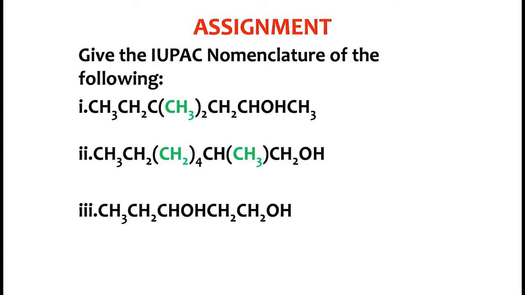That's the first assignment. Number 2 says CH3, CH2, then CH2, open bracket, close bracket 4. Now look at that CH2. It means that this CH2 should be repeated 4 times. That will make the longest chain. Then we have CH, CH3. That CH3 is replacing one of the hydrogens in that carbon atom. And of course, CH2, OH.